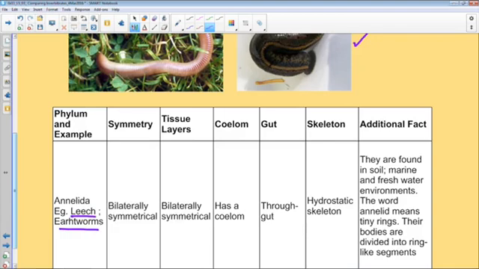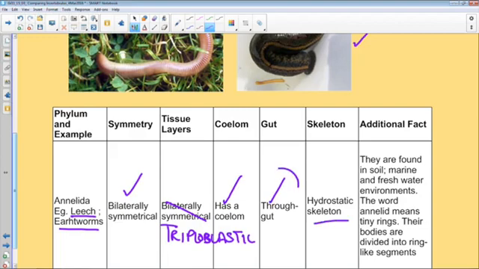Again guys, as I said, these show bilateral symmetry. The tissue layers, I'm just going to erase this, these are triploblastic guys, so they show 3 layers of development. They definitely have a coelom, they have a through gut, and they have a hydrostatic skeleton.